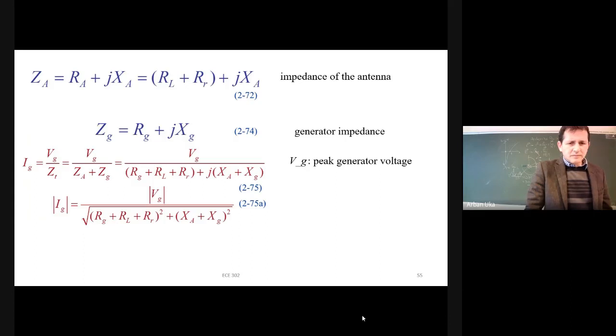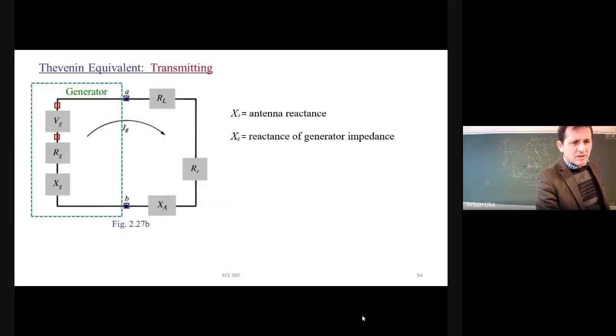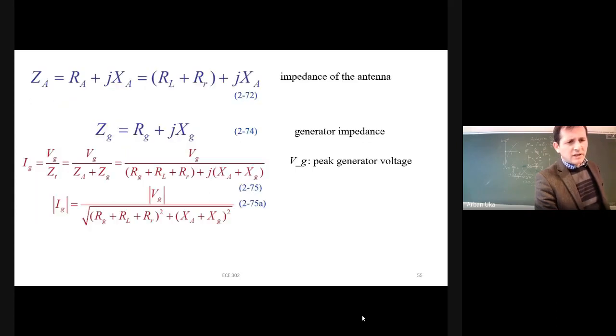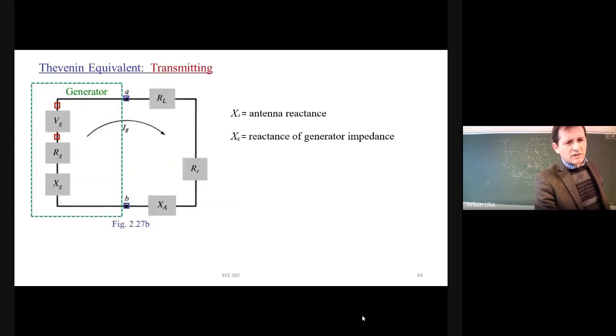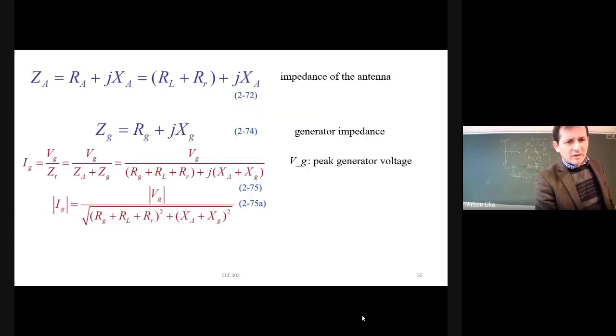And VG is the peak generator voltage. In this equivalent circuit, the current which is generated will be equal to VG divided by ZA plus ZG. So the whole voltage which is producing the signals is divided by the complete impedance of the system.